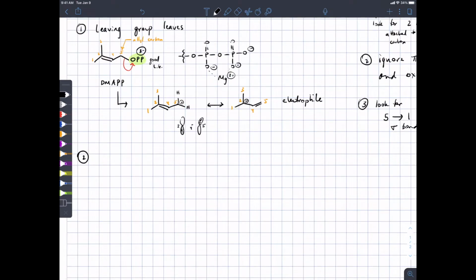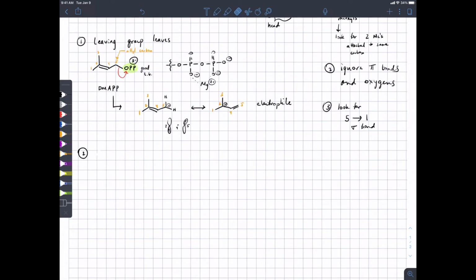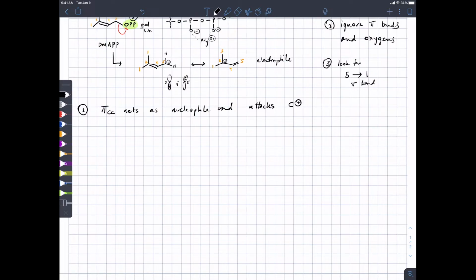Second is nucleophile. Let's see, a pi bond, a carbon-carbon pi orbital acts as a nucleophile and attacks a carbocation. So let me show you an example of this. There is another isoprene unit precursor to all of these terpenes that we've been talking about. The one I've showed you is dimethyl allyl pyrophosphate. I'm going to show you the carbocation that we made from that dimethyl allyl pyrophosphate.